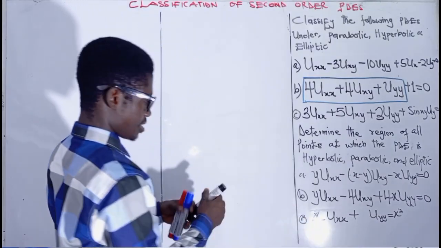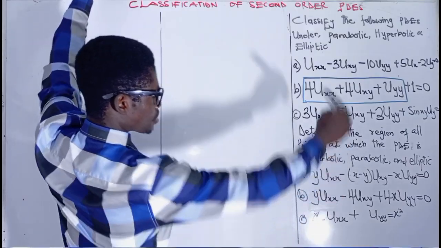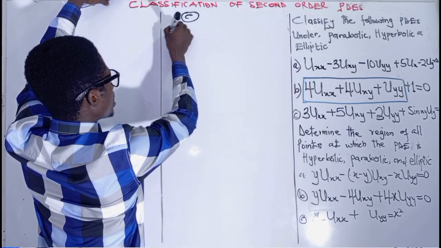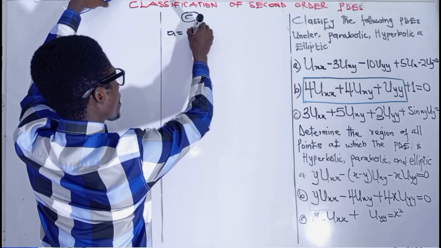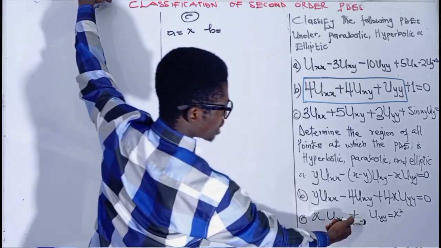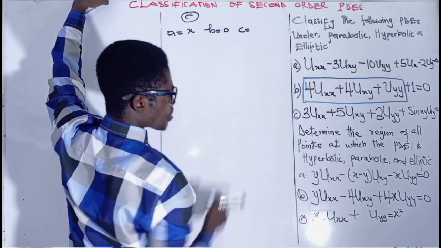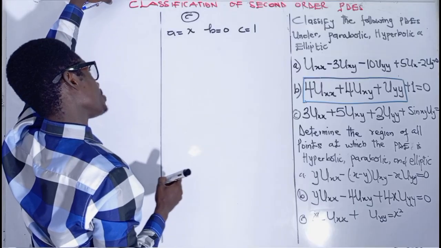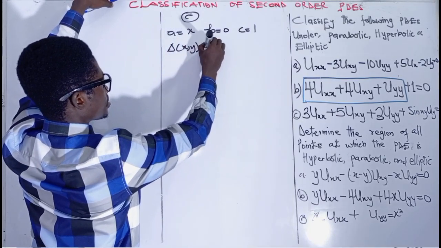So let's start with the last one. From the last one, C, our A is the coefficient of UXX, and that is x. Our B is the coefficient of UXY. We don't have UXY here, so that's going to be 0. And then our C is the coefficient of UYY, and that is 1. So once we have it, we plug it into the discriminant.